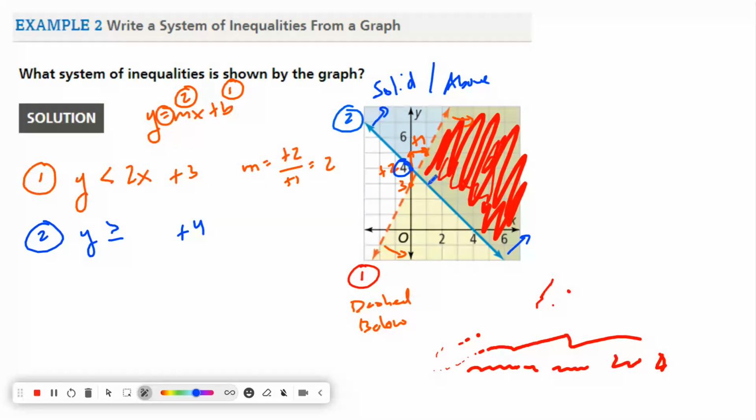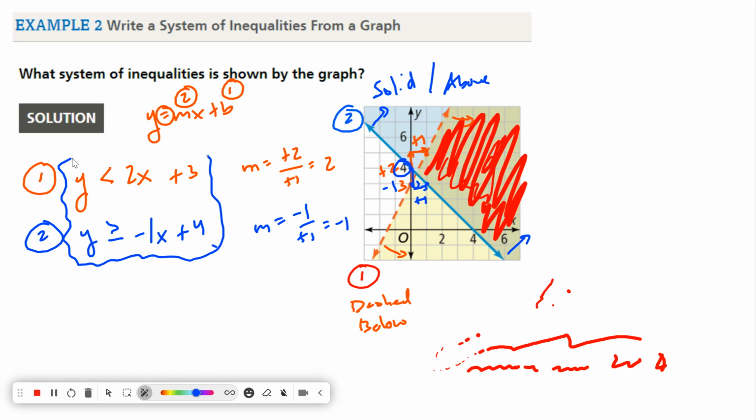And now, the next point, I think, is this one right here, which means I just have to go down 1 and right 1. So that means my slope is down 1 and right 1, which is a slope of negative 1. And you could put the 1 with the x or just put the negative sign. It doesn't matter. And this, to me, is going to be my system of inequalities. Y is less than 2x plus 3. Y is greater than or equal to negative 1x plus 4.